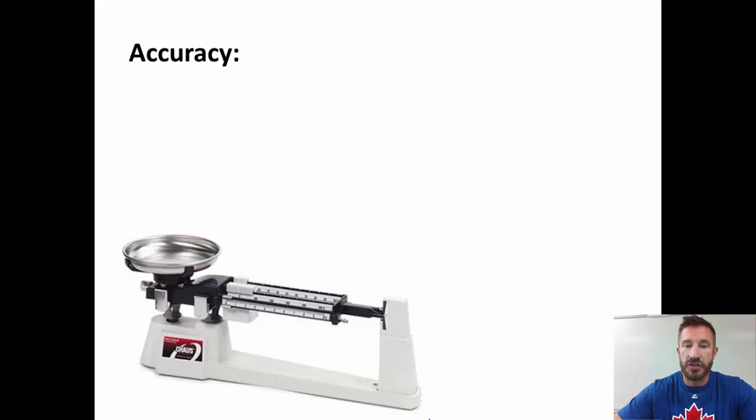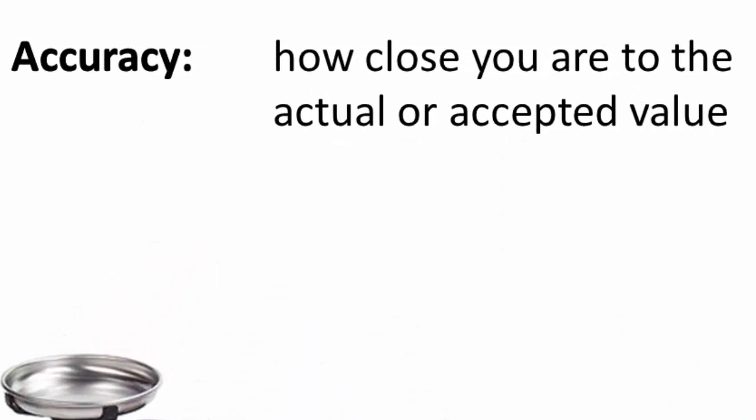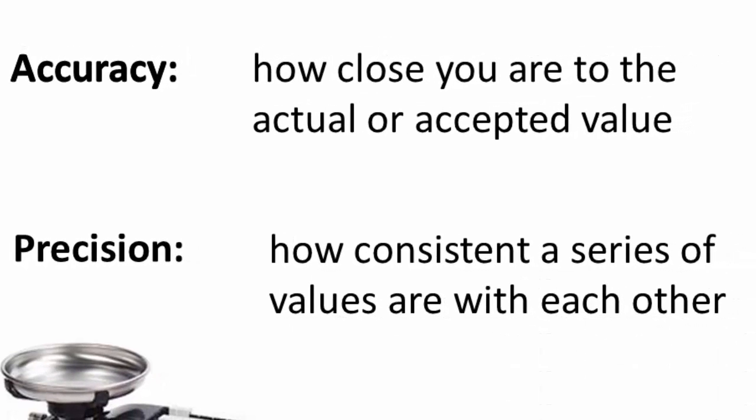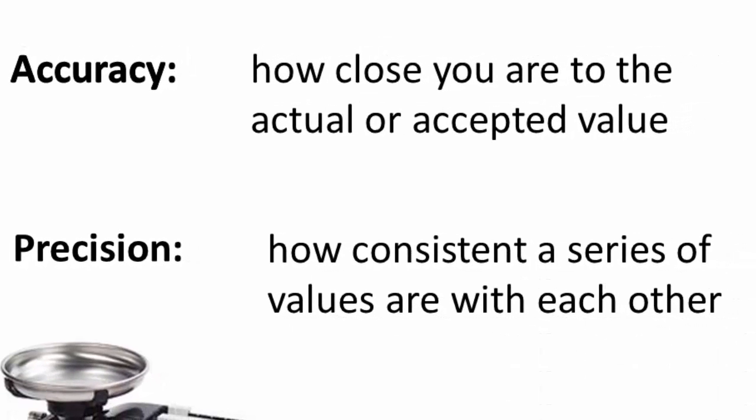So let's look at a question here. First of all, let's define what these two terms are. What is accuracy? What is precision? Let's first do accuracy. Accuracy is how close you are to the actual or accepted value. Next, we have precision. Precision is how consistent a series of values are with each other. For example, if it's done over and over again, are those values reproducible? Do you get the same value each time?